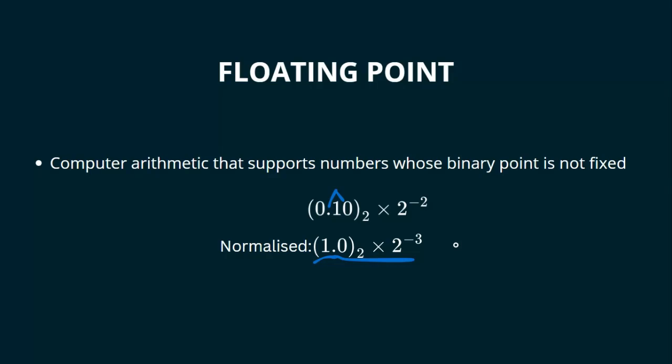This means that the binary point is not fixed. It keeps floating, it keeps shifting from one position to the other. Computer arithmetic that supports such numbers in which the binary point is not fixed is called floating point.